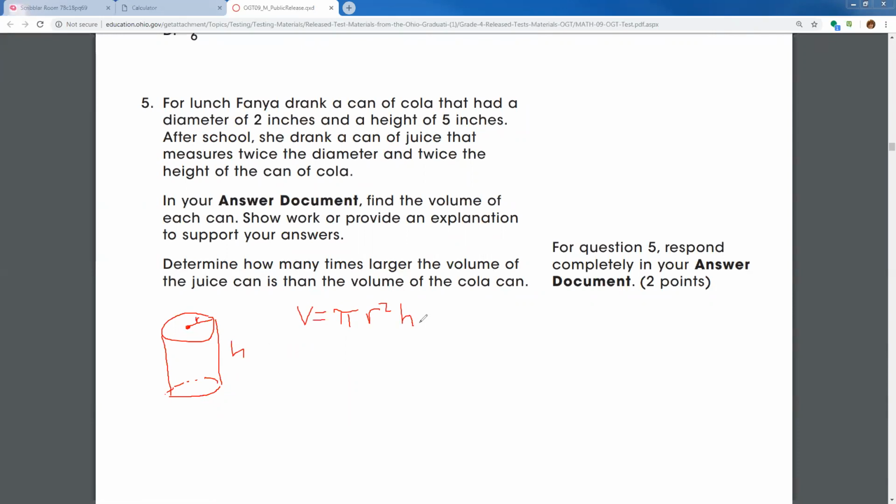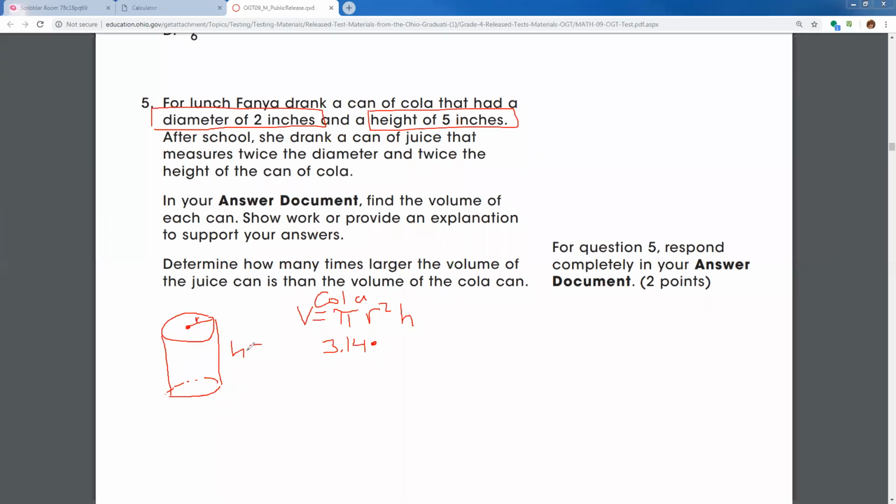So it's volume equals pi r squared h. Pi stands for approximately 3.14, or most calculators have a pi button you can use. And when it's next to the letter we're multiplying, R stands for whatever number the radius is, H stands for whatever number the height is. So the question said we had a diameter of 2 and a height of 5. So this is only the cola right now.